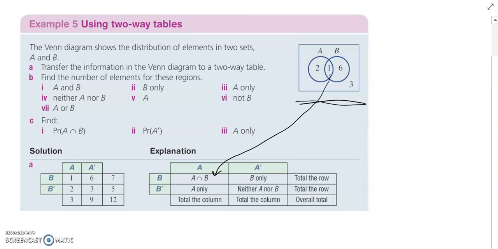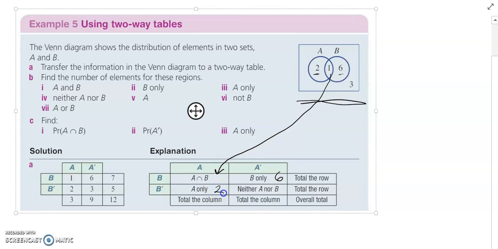For B only, this means everything except A, which is 6, and that would go here. Our next part is A only. Our A only is the 2, and that goes here. The last part is neither A nor B, because that is everything except B and everything except A. That's the part on the outside, so this 3 will come in here. There's a neat copy just over the side if you want to look at that.